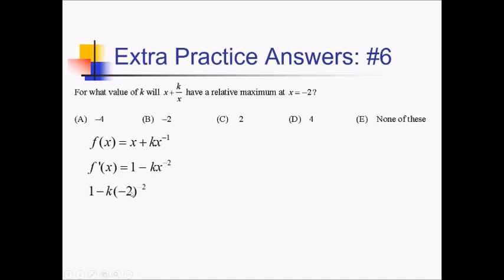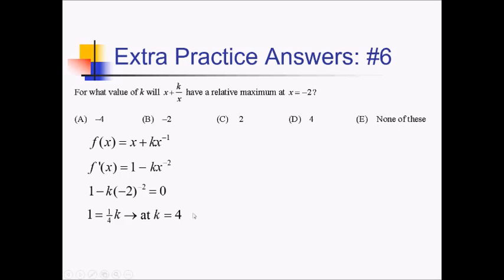So plugging in negative 2 for x, again, the output should be 0. And this is really k over negative 2 to the second power. This is really 1 minus 1/4 k. So let me just add that 1/4 k to the other side of the equation. And now solving this by multiplying by 4, I see that my k value is going to be 4.